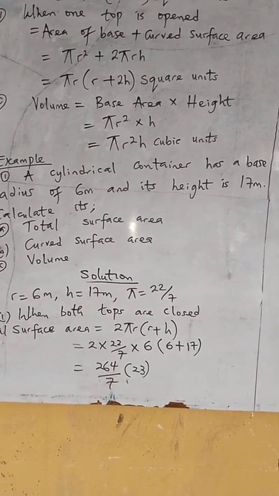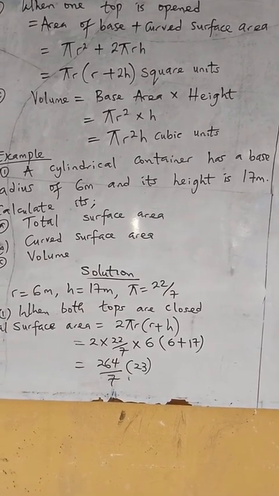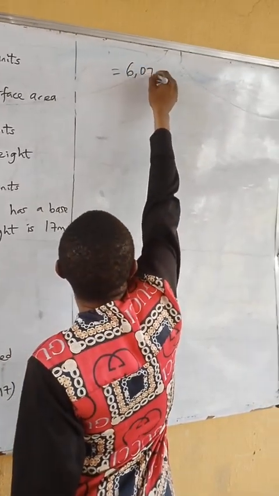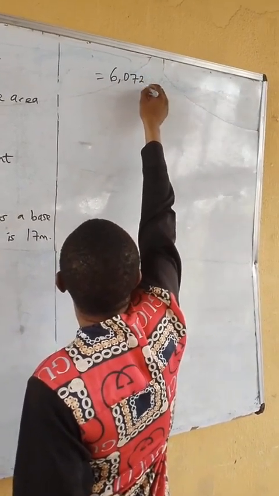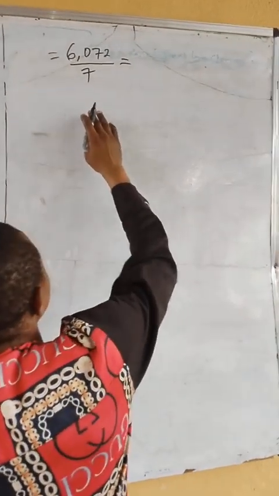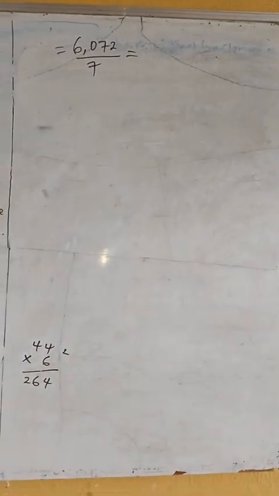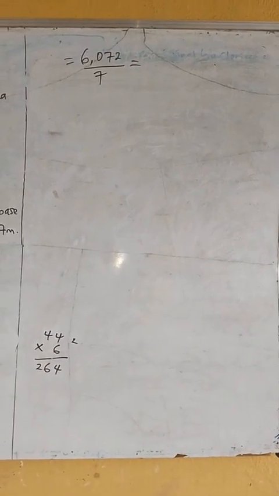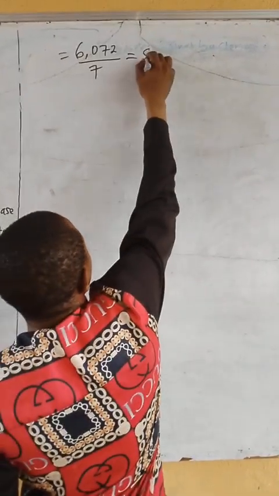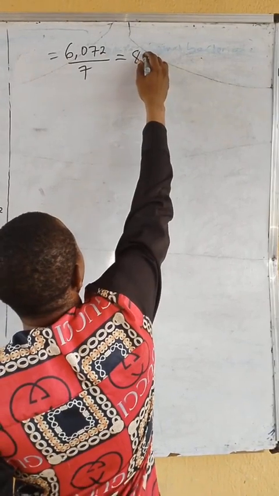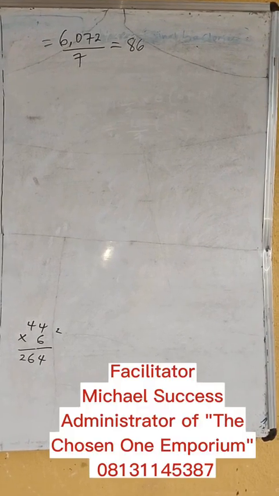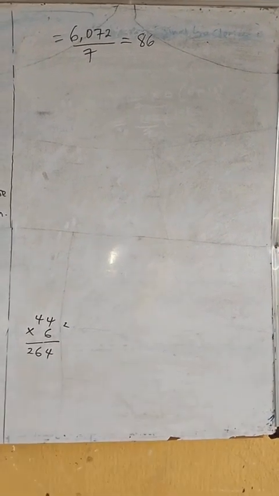And our answer will be 6072. So we are going to have 6072 divided by 7. And by the time we divide this by 7, how many 7 we see in 60? That will be 8. It remains 4. So we are going to have 86. When we use calculator to divide it directly, we are going to have the answer.